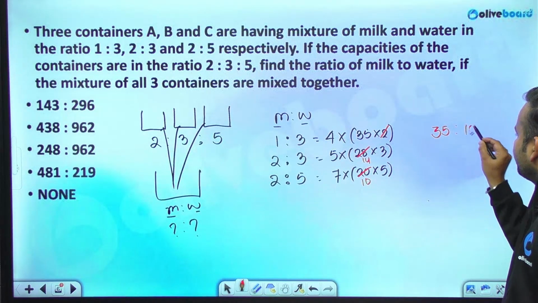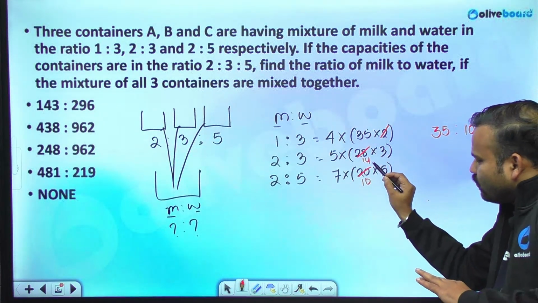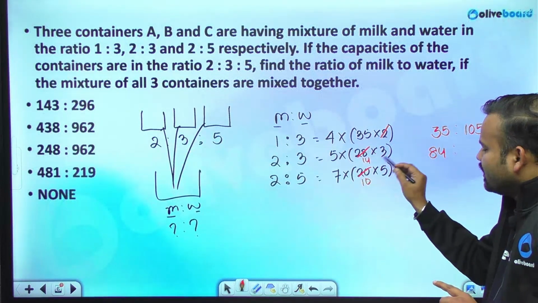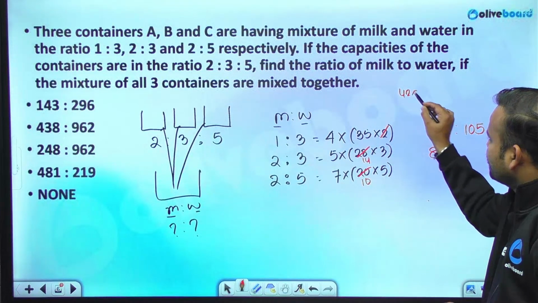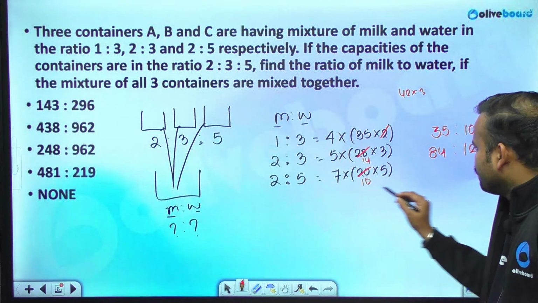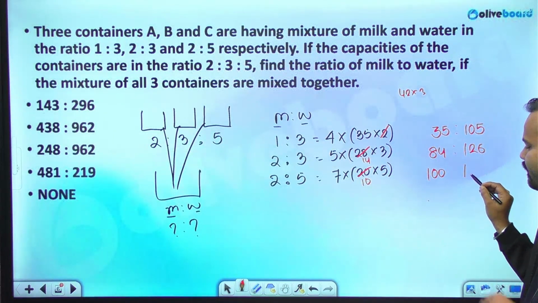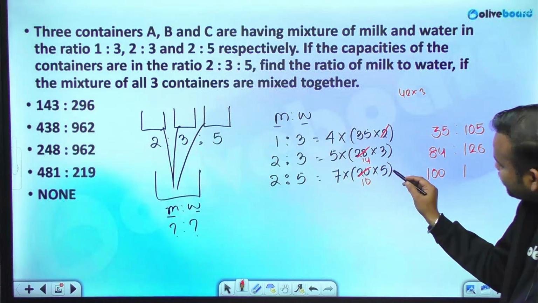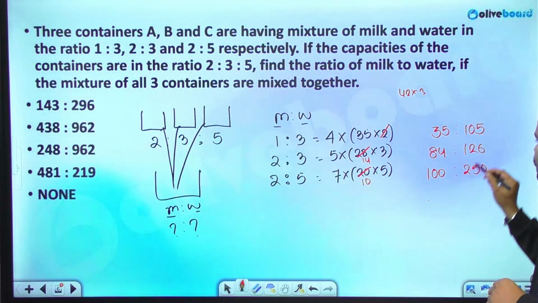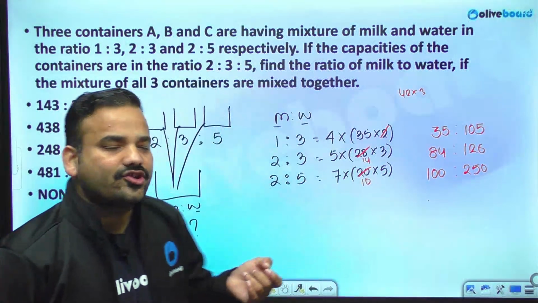Ratio 105. 14 into 3 is 42. So 42 times of 2, that is 84, and 42 times of 3 will be 126. This is 50 times of 2, that is 100, and 50 times of 5, that is 250. So we get the ratio. This is in the ratio of 2, 3, and 5. If you add these values, you will be getting it in the ratio of 2, 3, 5.